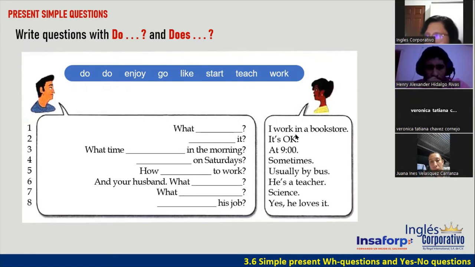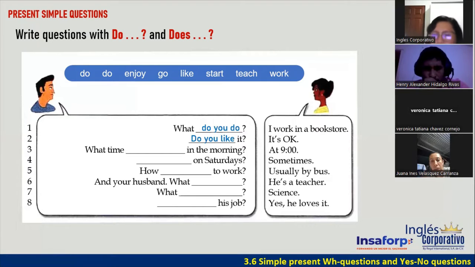Porque miren las respuestas. I work in a bookstore. It's okay. At night. Sometimes. Usually by bus. He's a teacher. Science. Y el último. Yes, he loves it. ¿Verdad? So, in this case, what do you do? Or what is your job? I work in a bookstore. I work in a school. I work in a hospital. Do you like it? So, do you like your job?